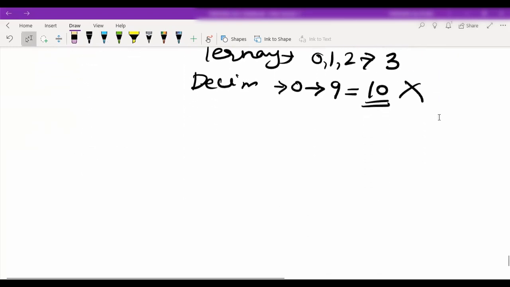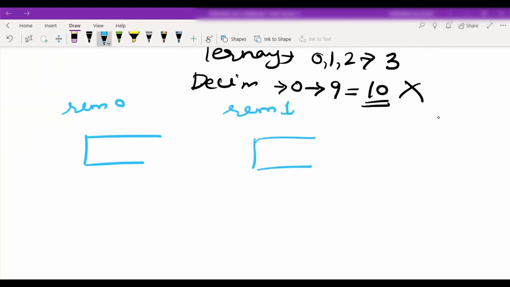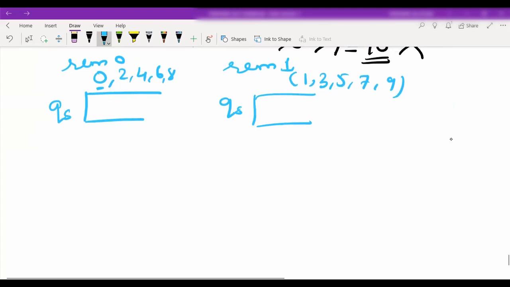Now we will design the tape. How many tapes are we considering? Only two tapes: one for remainder 0 numbers, another for remainder 1 numbers. Remainder 0: how many numbers are there? 0, 2, 4, 6 and 8. And for remainder 1, we have 1, 3, 5, 7 and 9. Let us take, for example, number 0. Here we have the initial state, the ready state, that we already know.